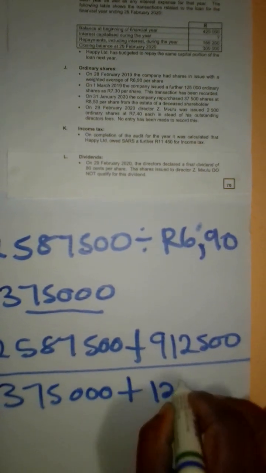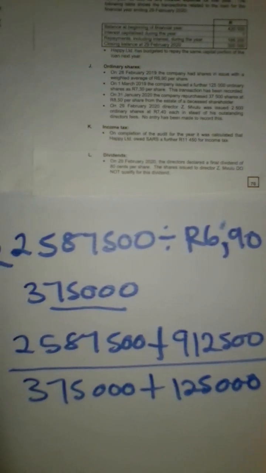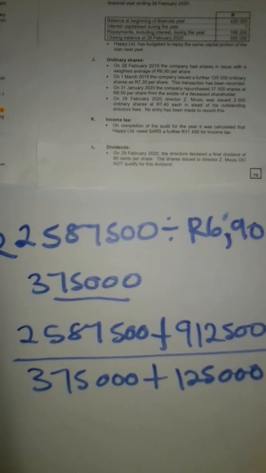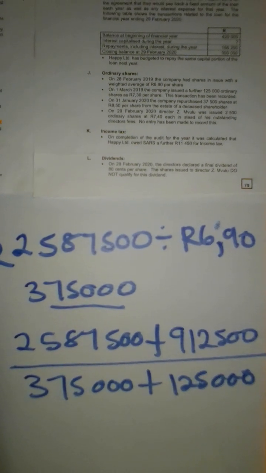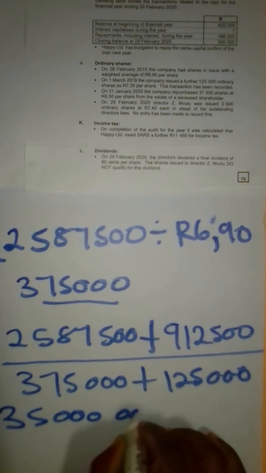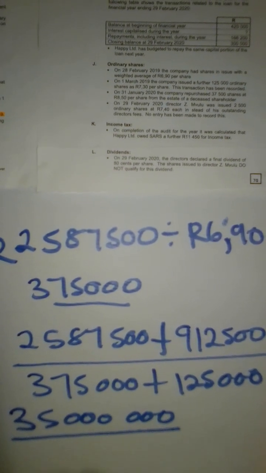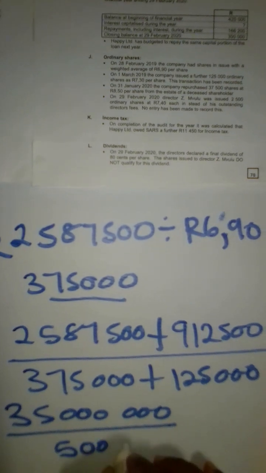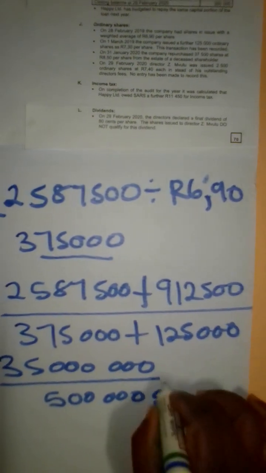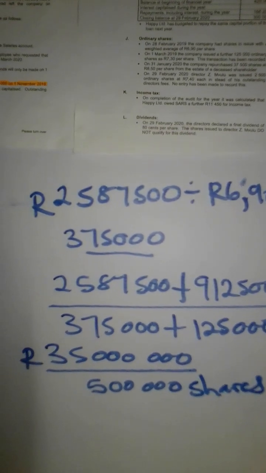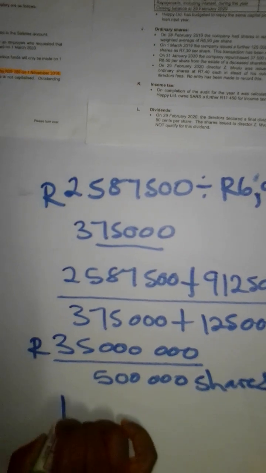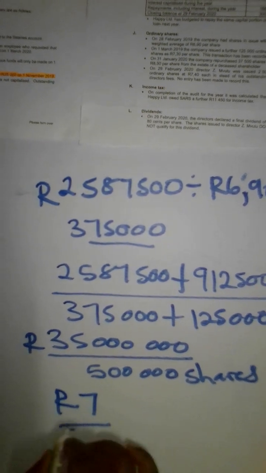375,000 plus 125,000. Okay, so the total above here, if we check with our calculators, we are going to get something like 3.5 million. 3.5 million divided by 500,000 shares. So this is rands, these are shares. Okay, 500,000 into 3,500,000, you are actually going to get 7 rand.